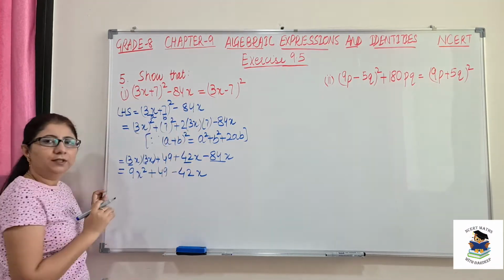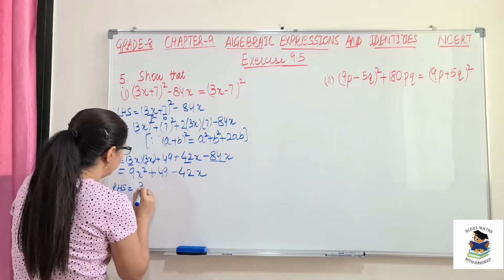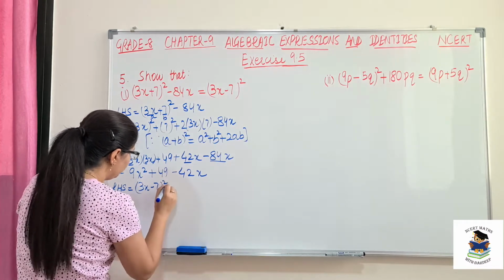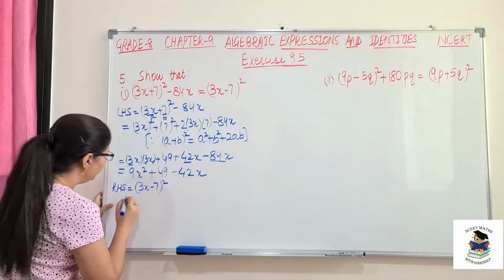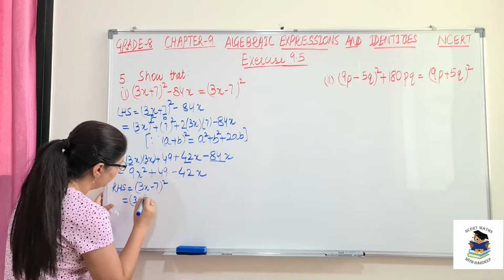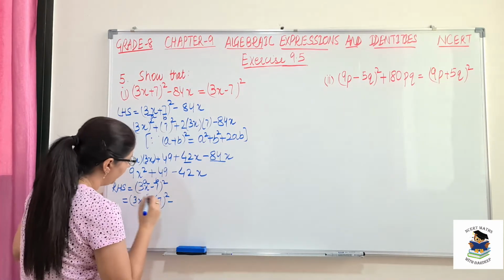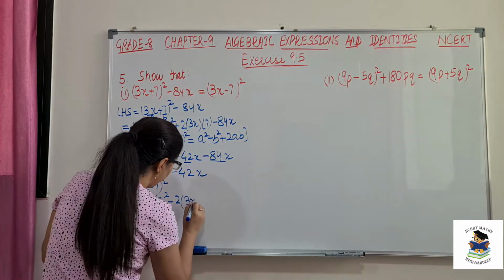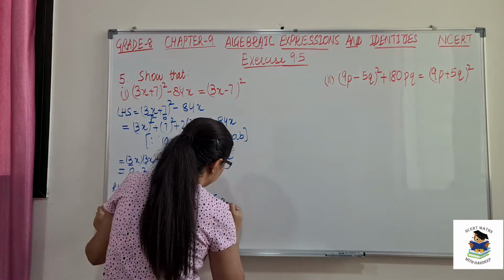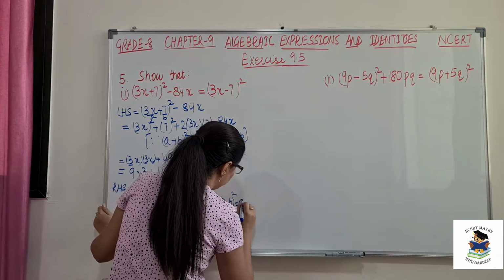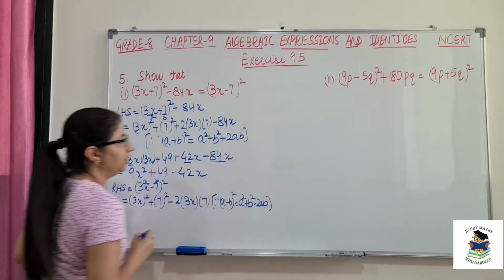So now let's solve the right hand side. So the right hand side is (3x minus 7) whole square. So again this is (a minus b) whole square. So I will use that, that is a square, because this is a and this is b, plus b square minus 2ab. So you can write it here if you want, because (a minus b) whole square is equal to a square plus b square minus 2ab.